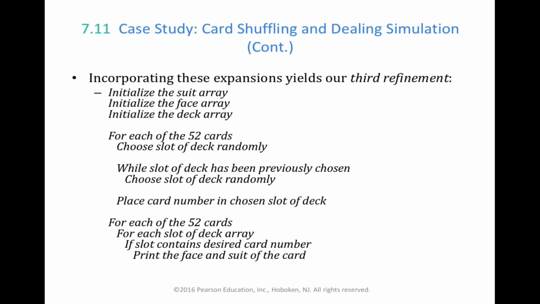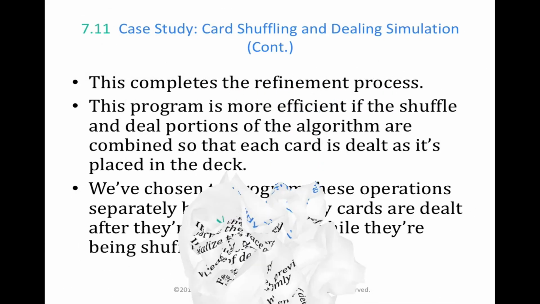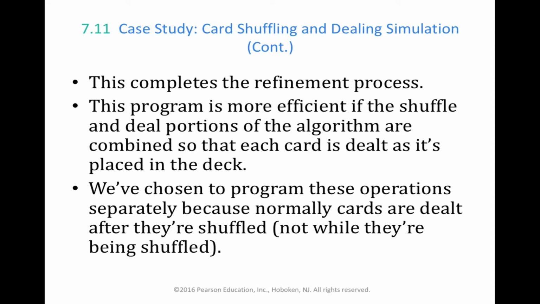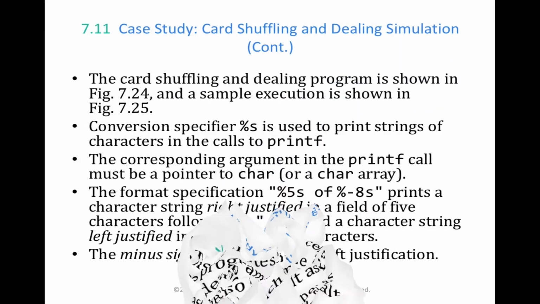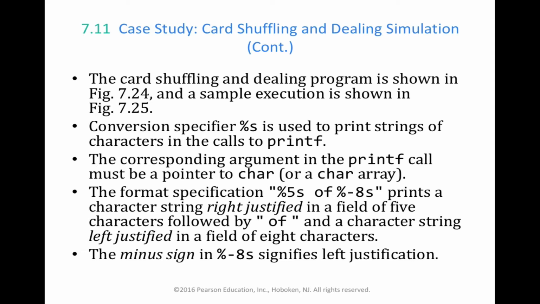If we expand our third refinement out, we get a little bit more detail if we add those items in. And now we probably have something that we can start to work with. So this is essentially the entire refinement process. The program is more efficient if the shuffle and deal portions of the algorithm are combined so that each card is dealt as it's placed in the deck. We've chosen to program these operations separately because normally the cards are dealt after they're shuffled, not while being shuffled. The card shuffling and dealing program is shown in the next image that we're going to look at, which is 7.24 in your book. And the sample execution is shown in 7.25.